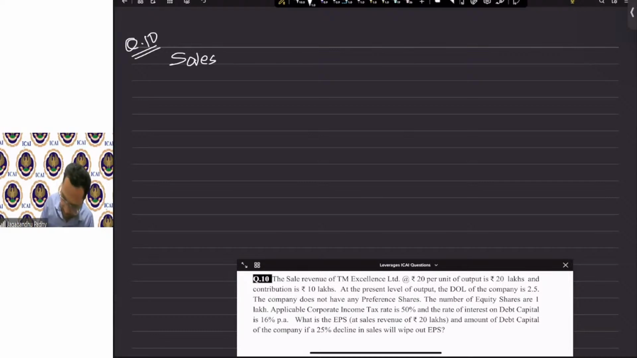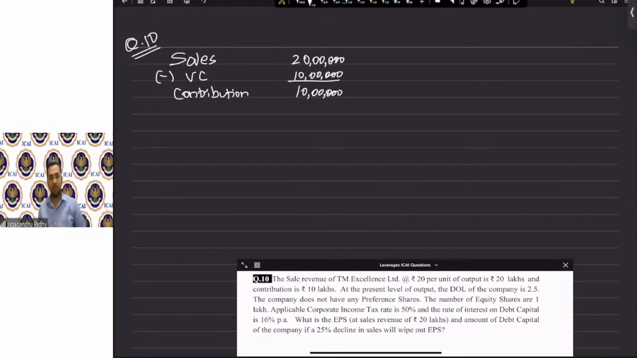So sales is 20 lakhs. We have the contribution of 10 lakhs. So from that, we will subtract the variable cost. Variable cost is 10 lakh. Contribution is 10 lakh.